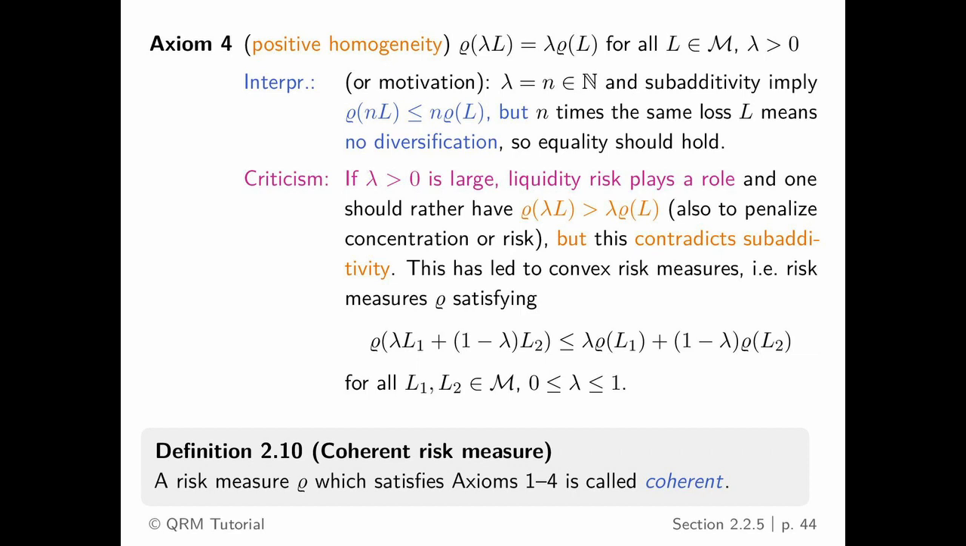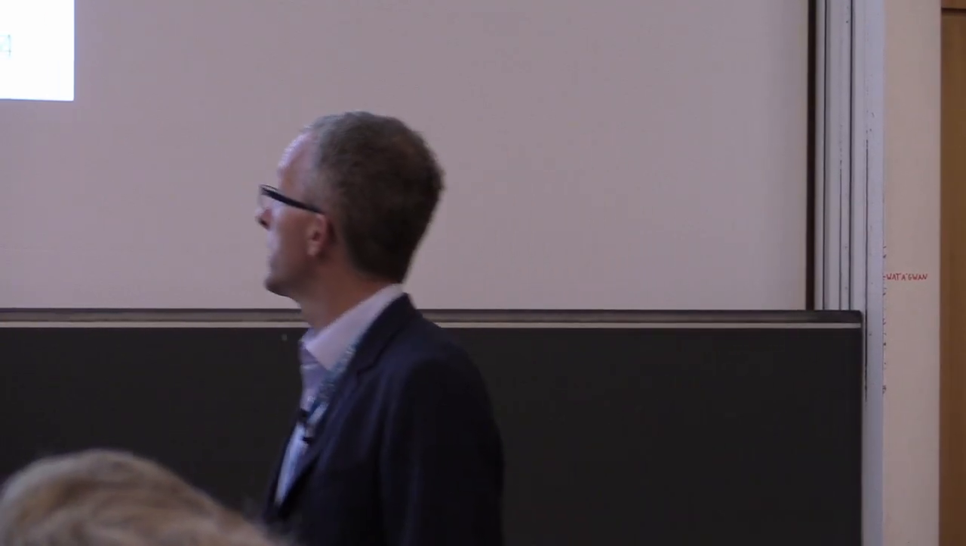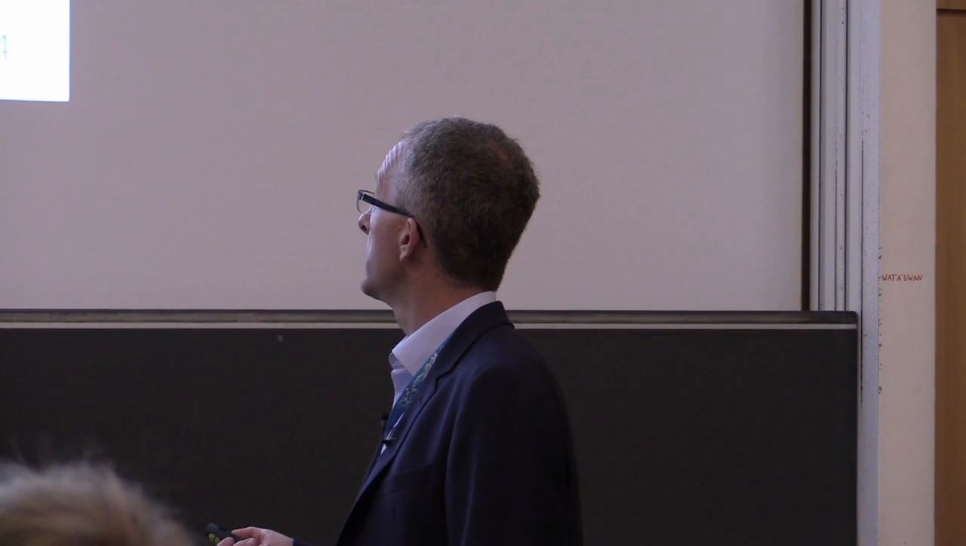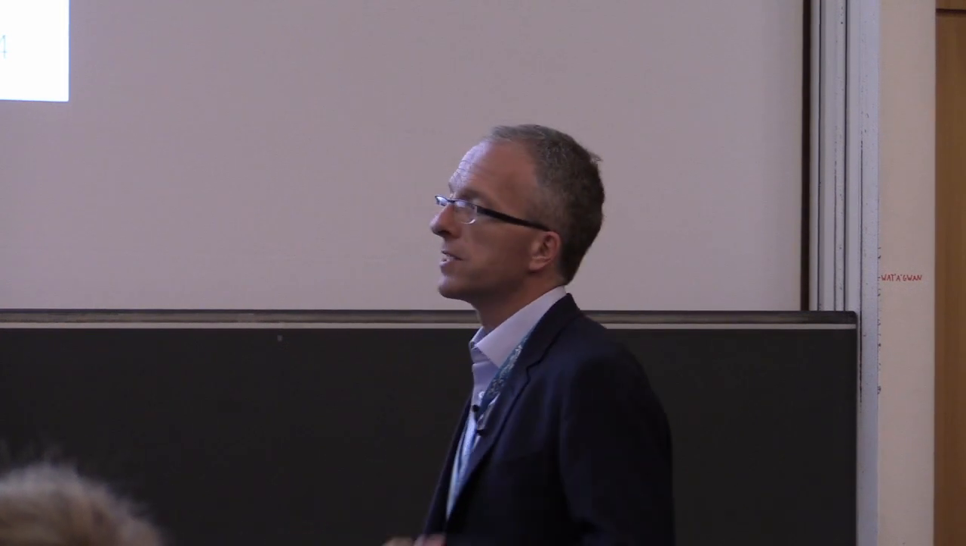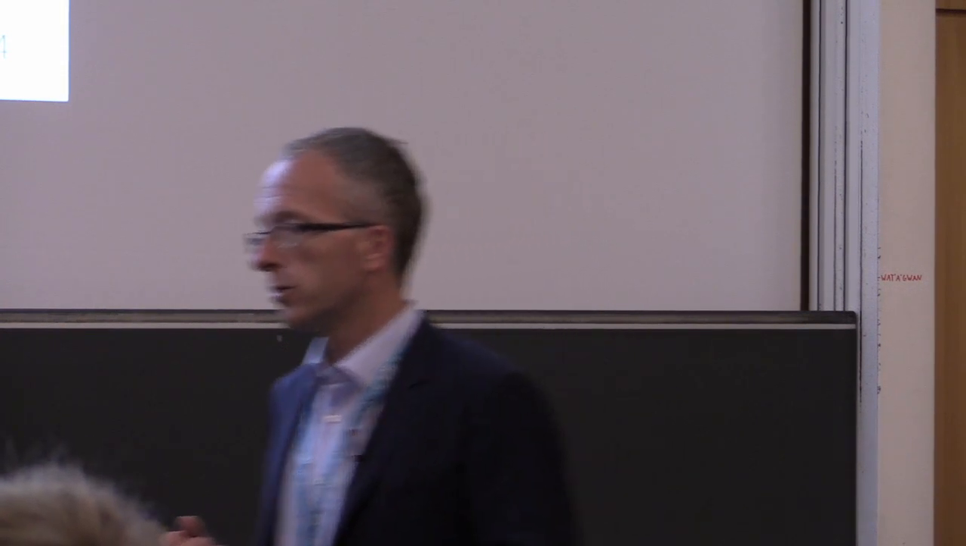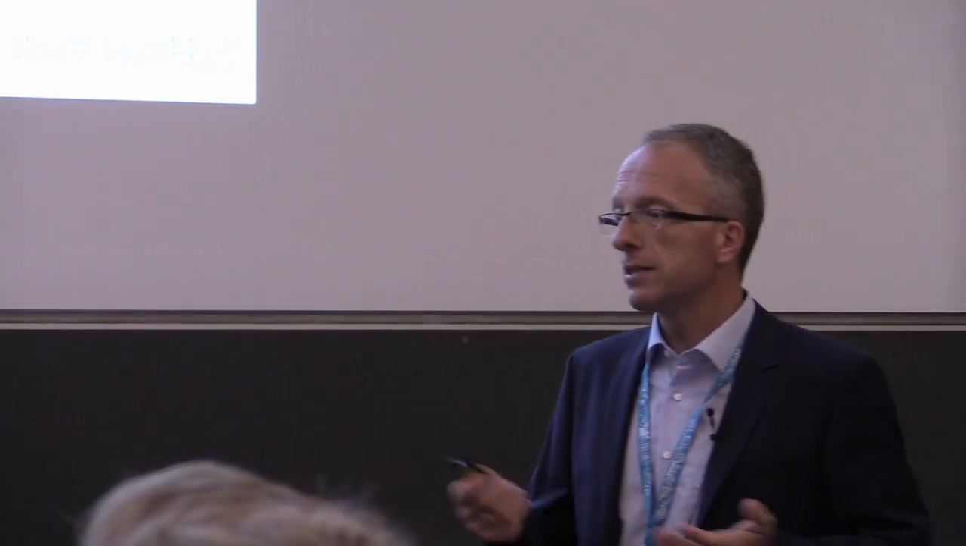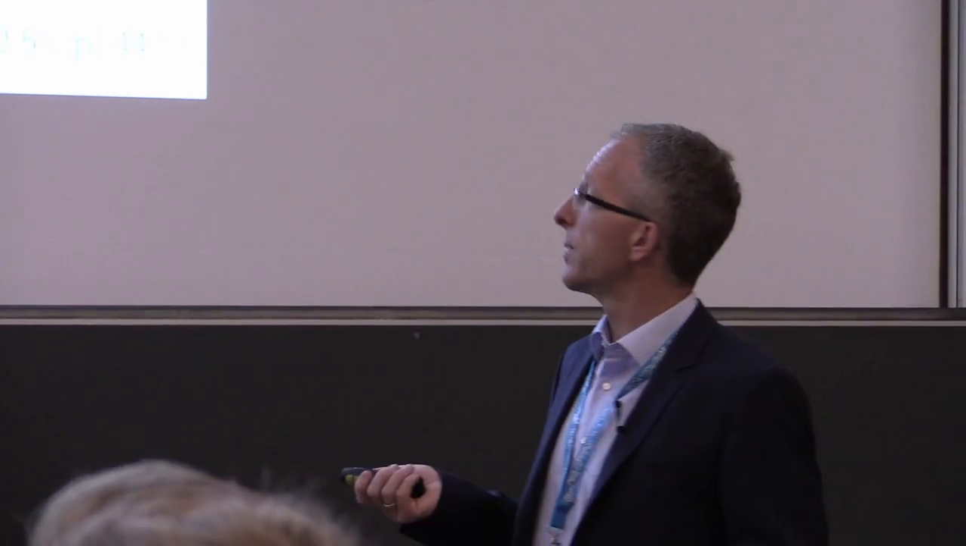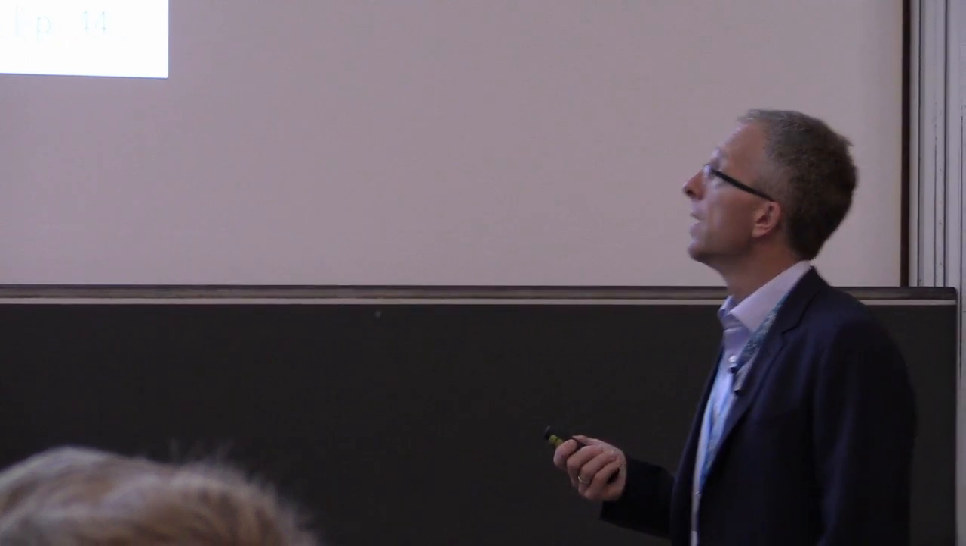Every coherent risk measure is also convex. A coherent risk measure is a measure which satisfies these four axioms: translation invariance, monotonicity, the uncritical ones, sub-additivity, and positive homogeneity. And every coherent risk measure is automatically convex, but it doesn't really penalize concentration risk.